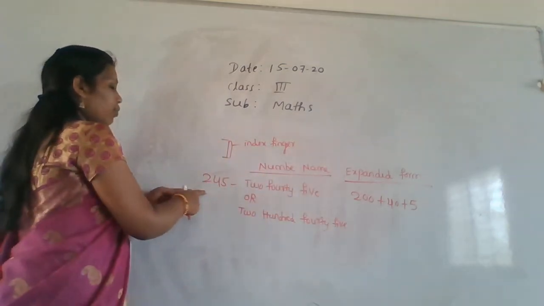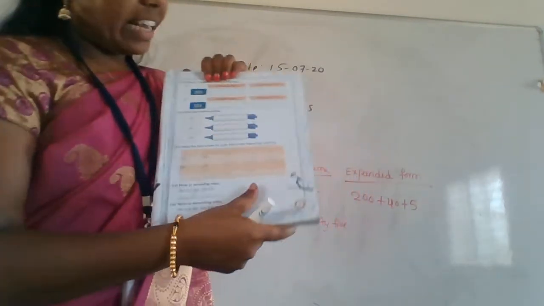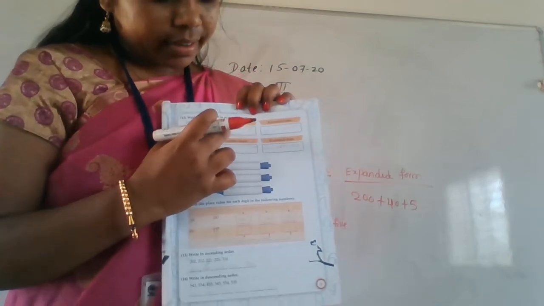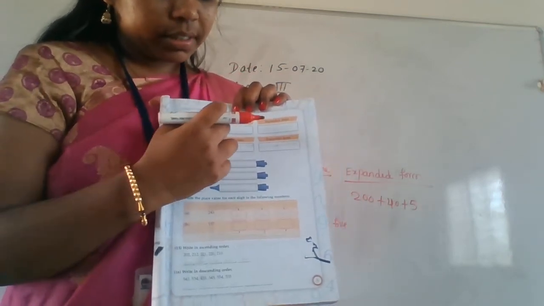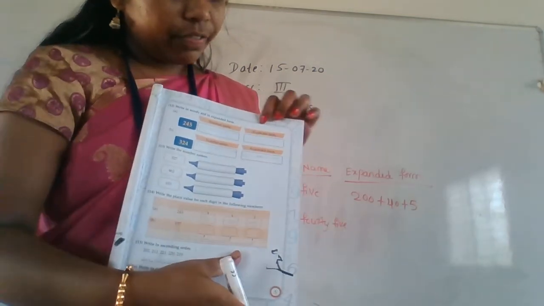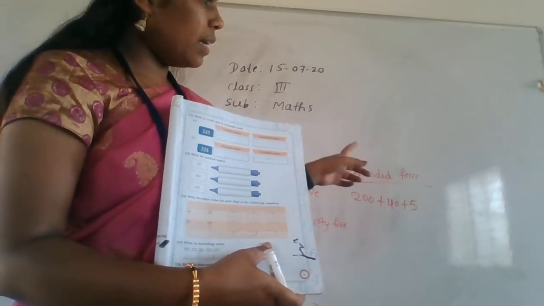They have given 245 here. You have to write it in words as well as in expanded form. See here, this is 245 and here you are going to write the number name. After that, the expanded form. Expanded form is 200 plus 40 plus 5.